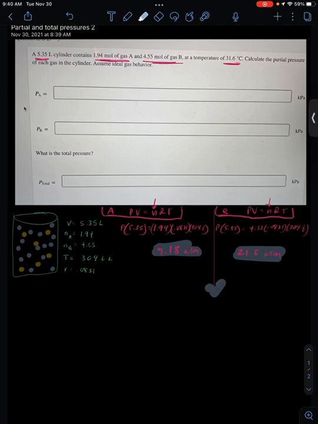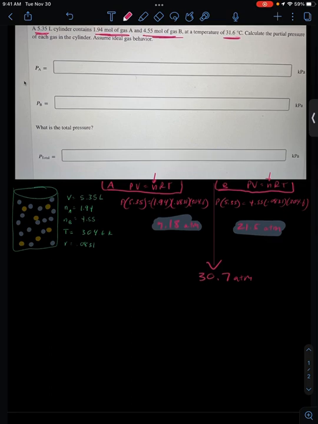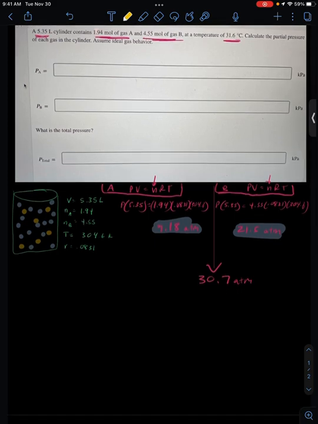We can add them up to find the total pressure, which would give us 30.7. Okay, so that's the first way you can do it. The second way you can do it is by finding the total pressure and then using the mole fraction to figure out the partial pressure. So I'm going to put a 1 right here.